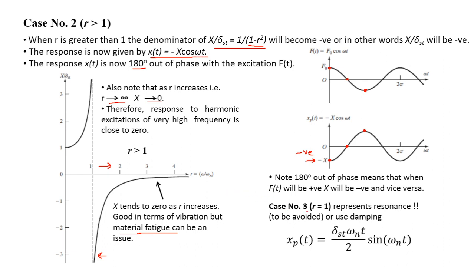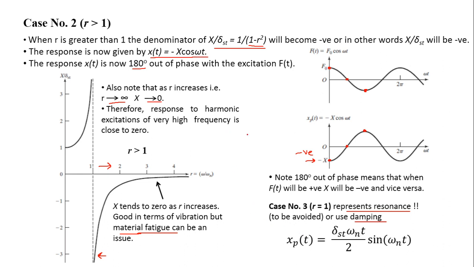So case number 3 is when r is equal to 1, and when r is equal to 1, you will see that this magnification factor will be mathematically infinite, and actually you cannot calculate that. So this case number 3, which is r equals 1, represents resonance, and we know that resonance is to be avoided. At least if we cannot avoid it, we have to use some special means of damping to limit the amplitude of vibration near resonance.